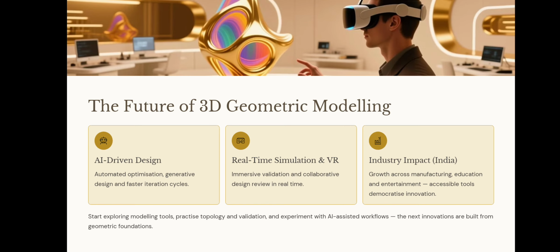Start exploring modeling tools, practice topology and validation, and experiment with AI-assisted workflows. The next innovations are built from geometric foundations.